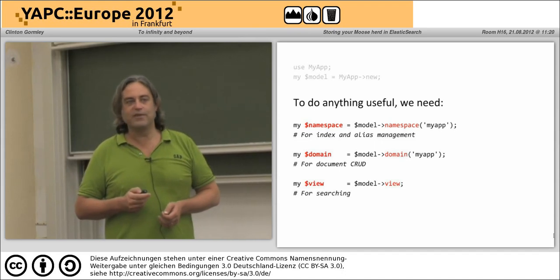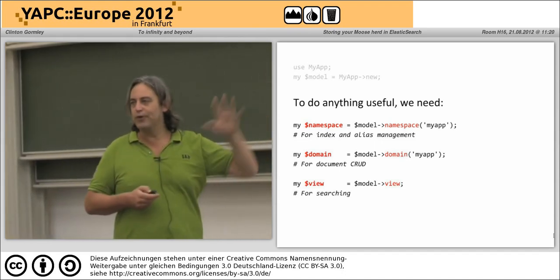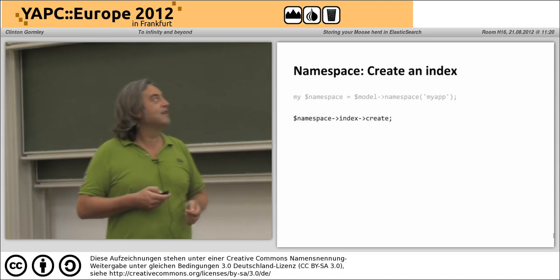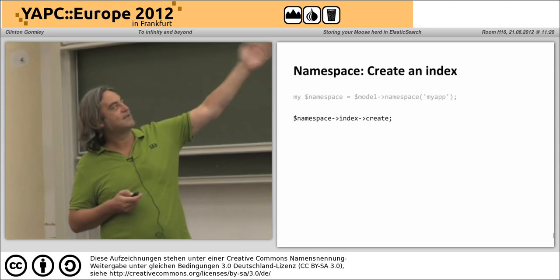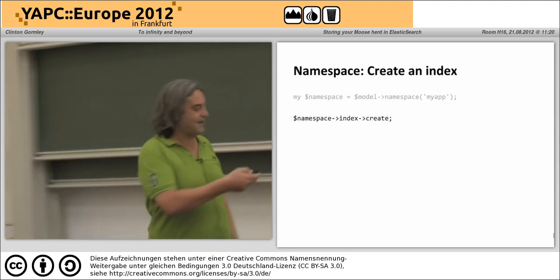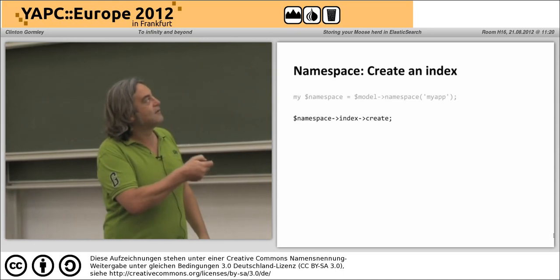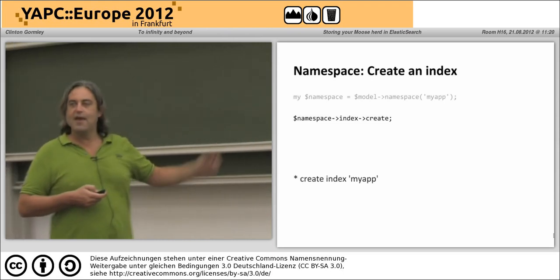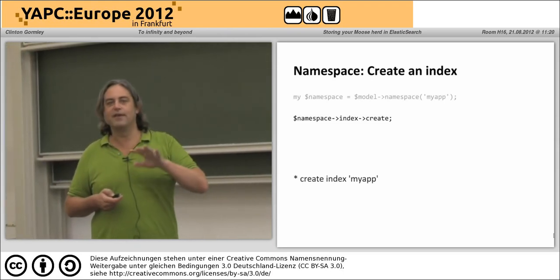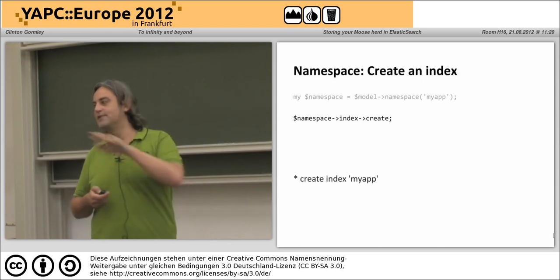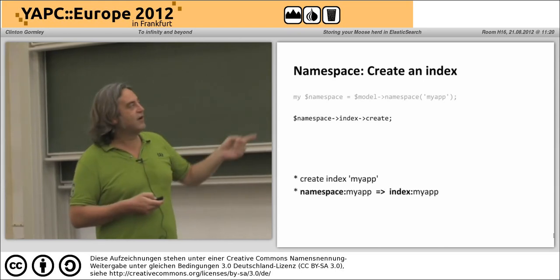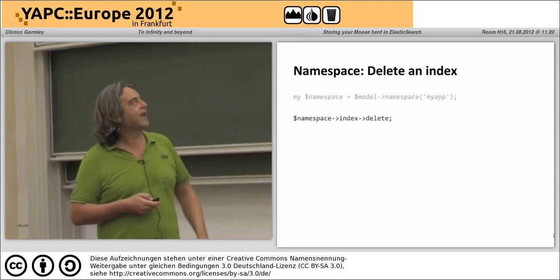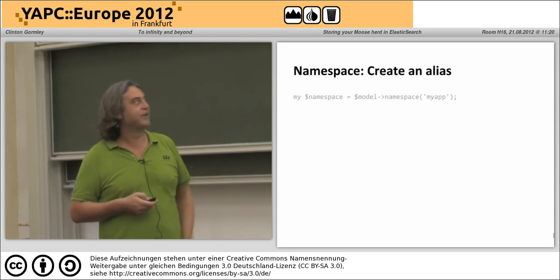And we're going to have a look at some of the API to show how it works, to give you a feeling for the code. We can create an index by calling namespace index create. We haven't specified an index name here, so it takes the namespace name, which means we've created index MyApp. And remember, I said that the type class mapping in namespaces was for all domains associated with that namespace. But currently, namespace MyApp points to the single index MyApp.